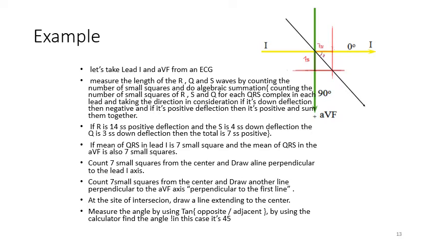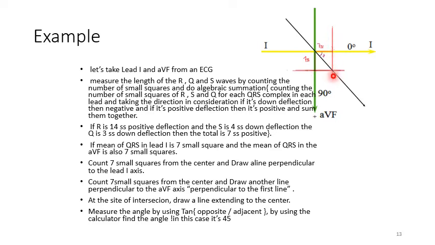And then we draw a perpendicular line to the lead axis. So here is the perpendicular line. Let me show you. Okay, so this is a perpendicular line for lead 1. It runs through the point of 7 small squares down. And then from lead AVF, a perpendicular line goes until it intersects the first line.